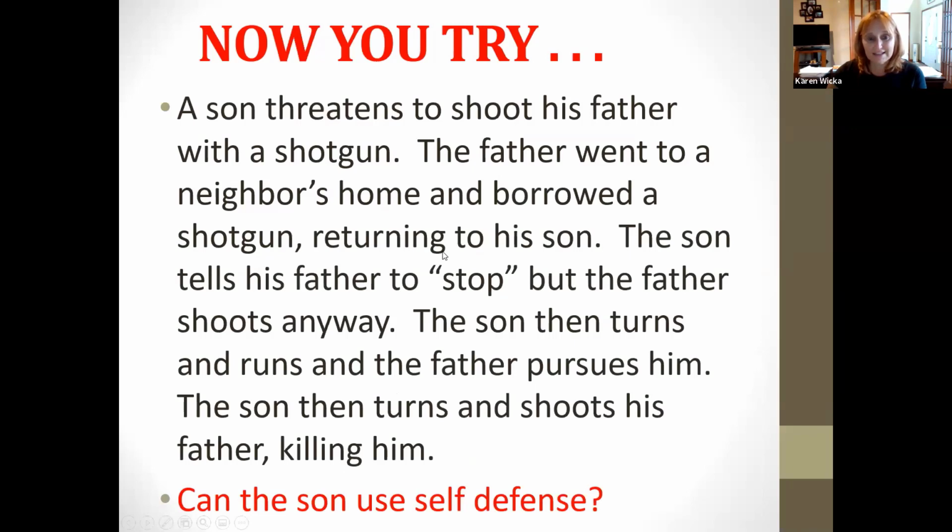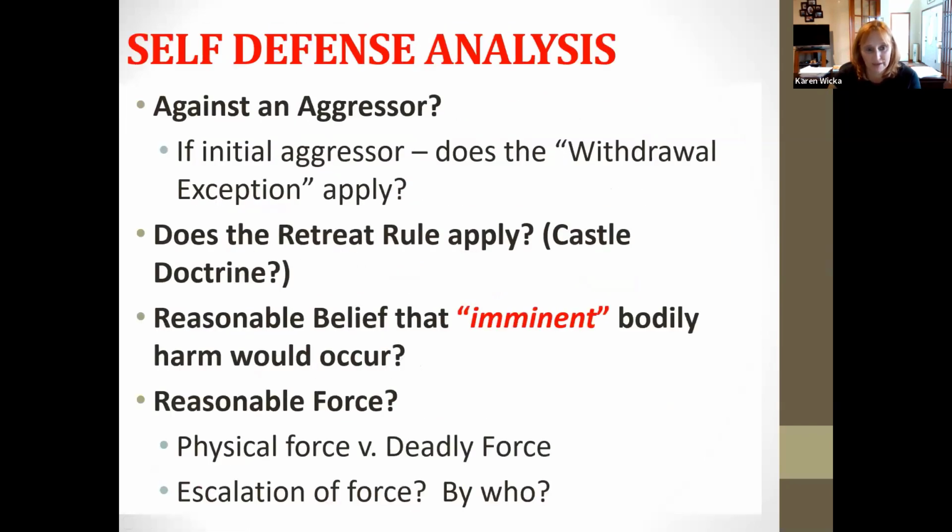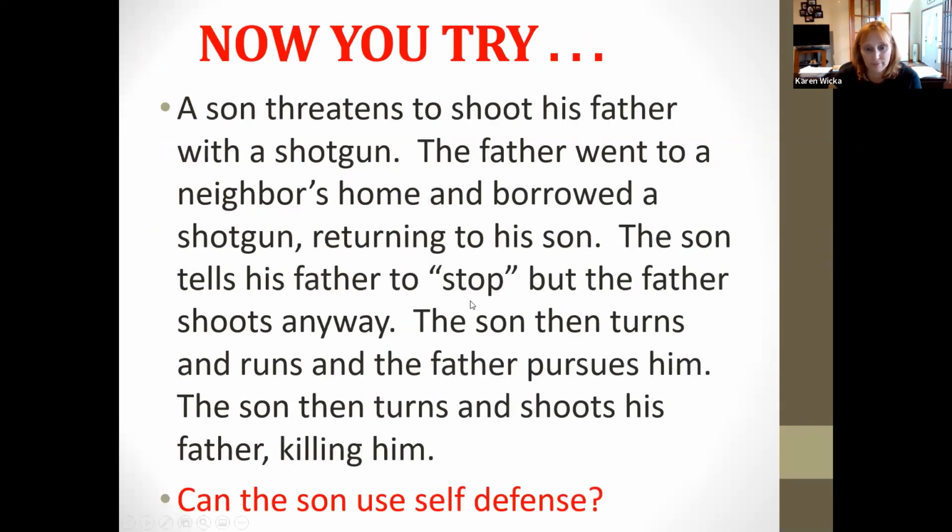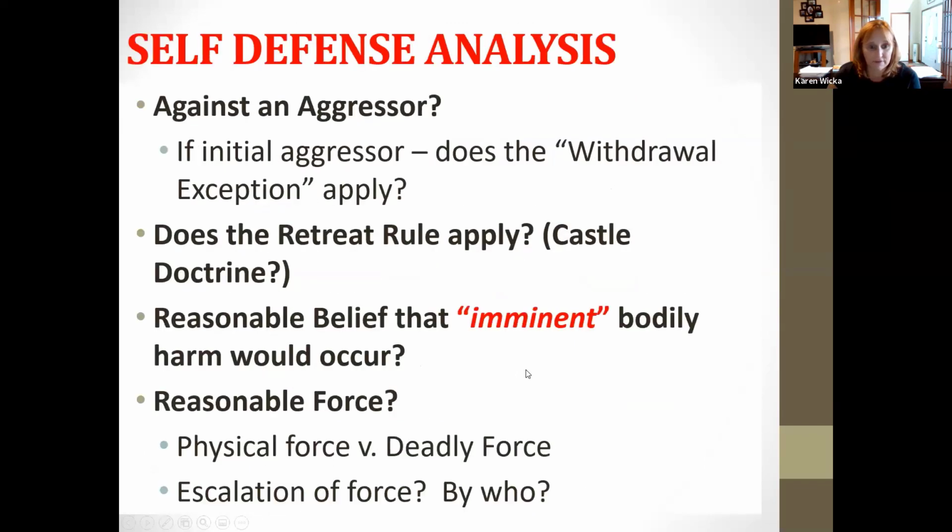He does threaten it, so he's the initial aggressor. But when he tries to stop it and back off, the father then attacks him with deadly force. So then the son tries to retreat, but is still pursued. So the judge could rule that he gets his right to self-defense back under the withdrawal exception. Does the retreat rule apply? Well, he tried to retreat. He tried to run away. So that's not going to affect his self-defense.